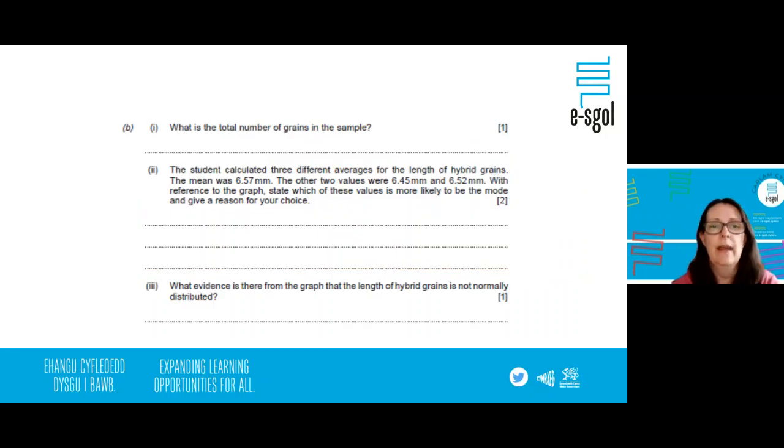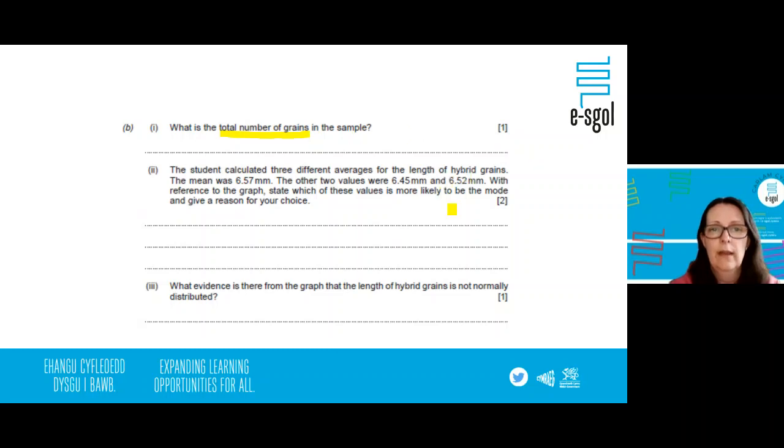So let's look at our next questions here. So again, if you want to pause the film and go back and just refer to the resource material at the start of the question, it's asking us what is the total number of grains in the sample, so a straightforward mathematical question here.